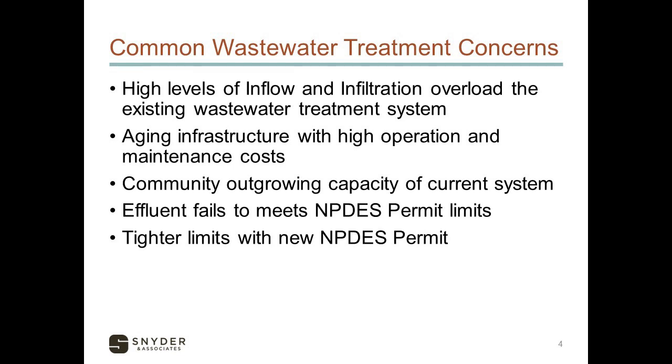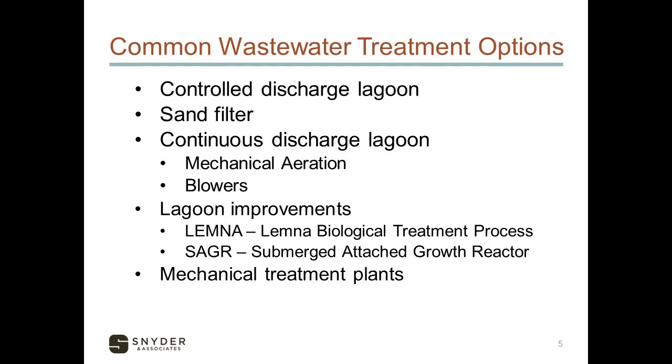So going on to some of the most common treatment options that small towns can use to treat these issues, the simplest and most easy to manage would be a controlled discharge lagoon. Quite simply, that's just a lagoon that holds 6 months worth of effluent at a time, and twice a year you would discharge from that lagoon to the outfall of your system. Another common method for smaller communities is a sand filter. You would send that wastewater through a sand filter, and it works a lot like a septic tank.